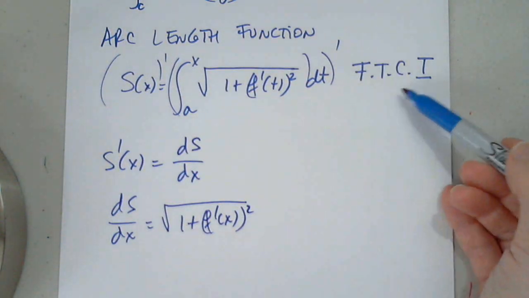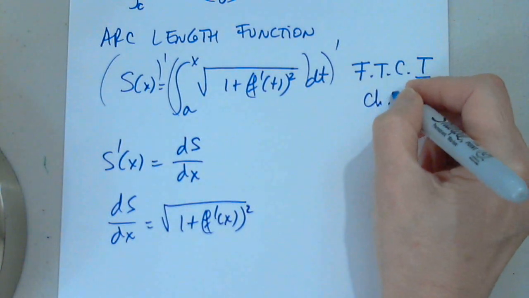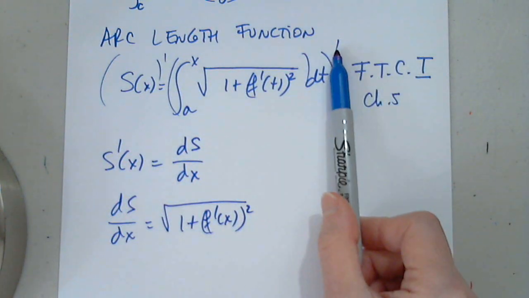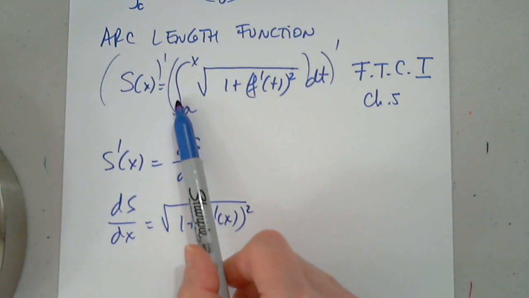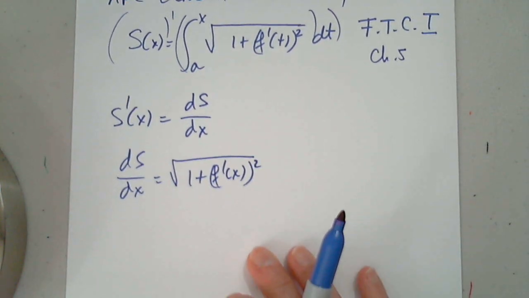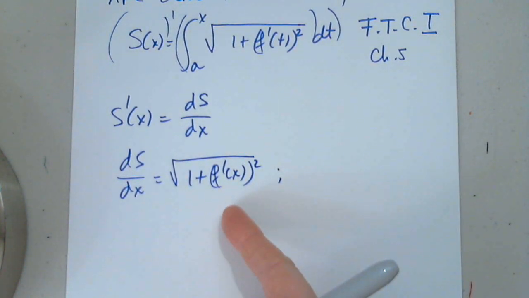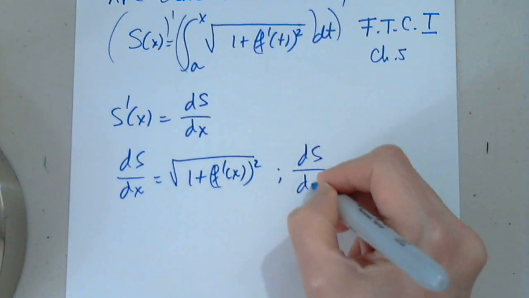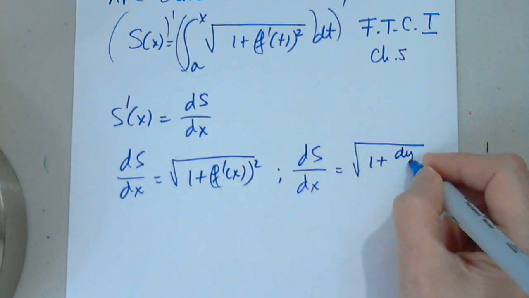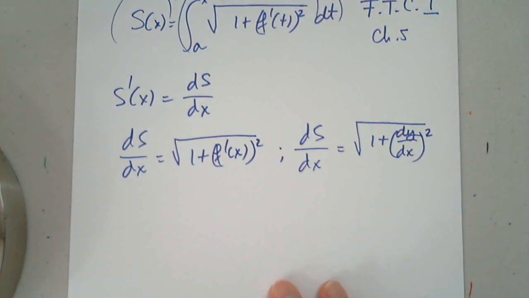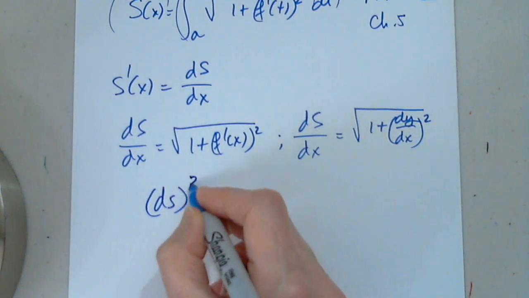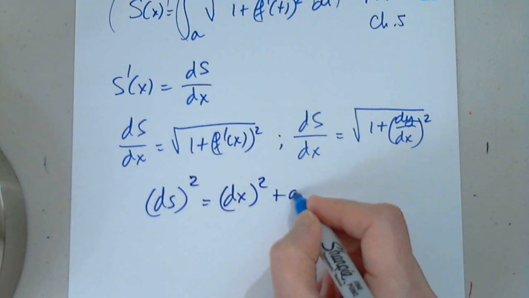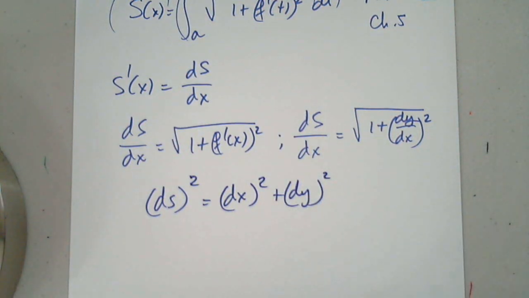Because we remember from the fundamental theorem of calculus part 1, and this is in chapter 5, when we differentiate an integral, we only get the function back because differentiation and integration are inverse operations. Another notation here, of course, will be with dy over dx. So ds over dx can be rewritten as the square root of 1 plus dy over dx, everything squared. And of course, based on the Pythagorean theorem, we can also write ds squared equals dx squared plus dy squared, and we can create that triangle to look at. Just keep those in mind.